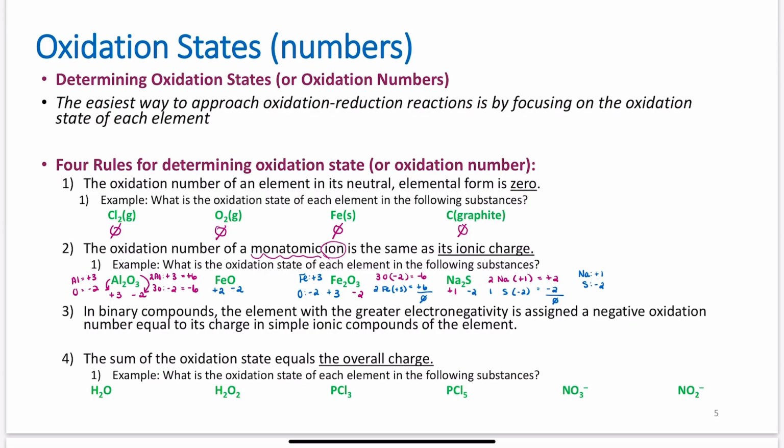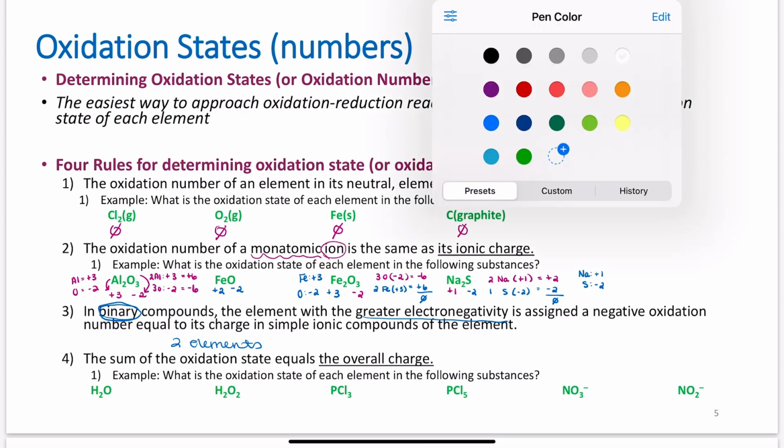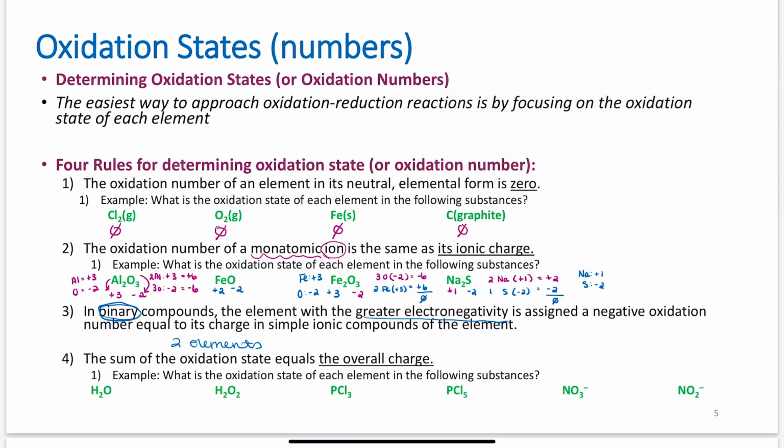In binary compounds, the element with the greater electronegativity is assigned a negative oxidation number equal to its charge in simple ionic compounds of the element. What do I mean by that? We're going to work some examples here at the bottom. Binary means 2 elements in the compound. The one with the greater electronegativity is going to be the negative oxidation state. The more electropositive element is going to have the positive oxidation state assigned to it. The sum of the oxidation states also equals the overall charge of the species.